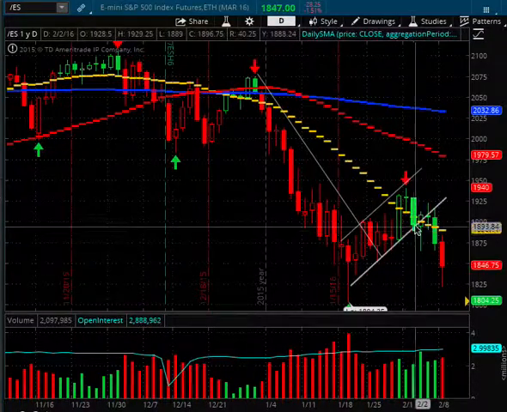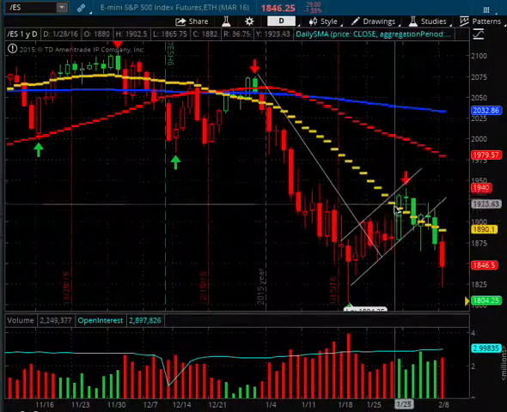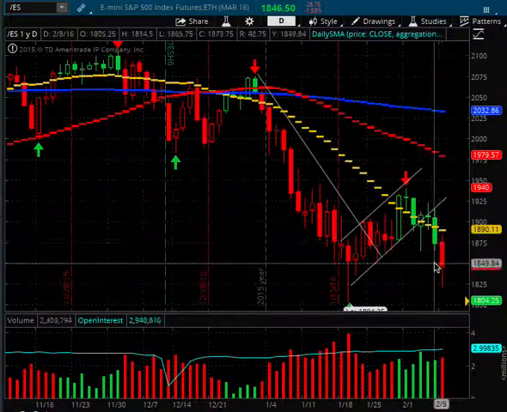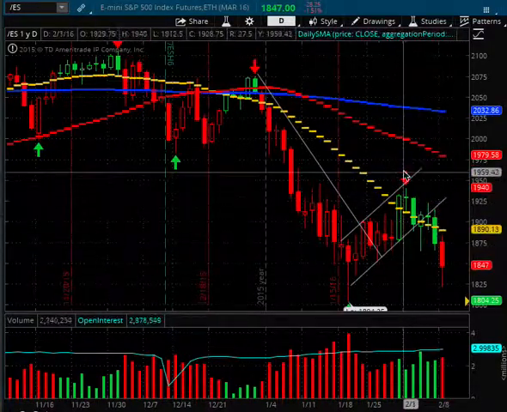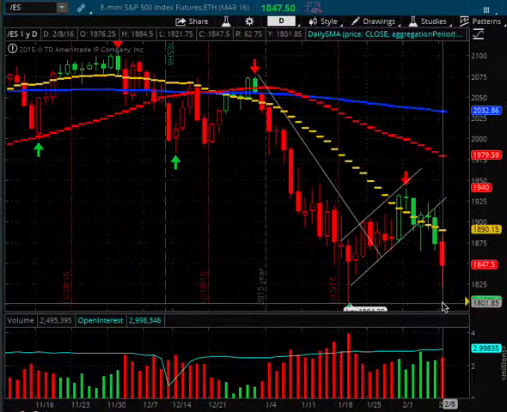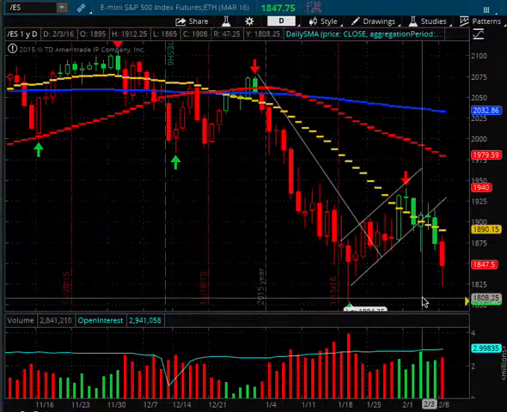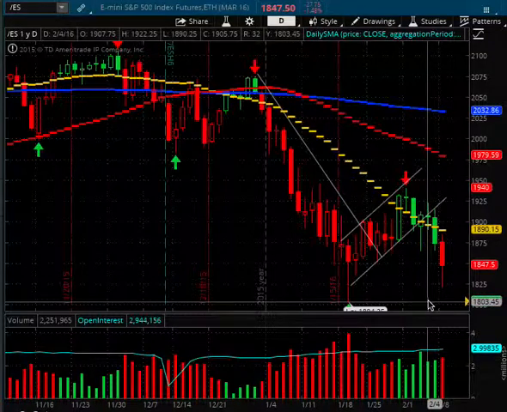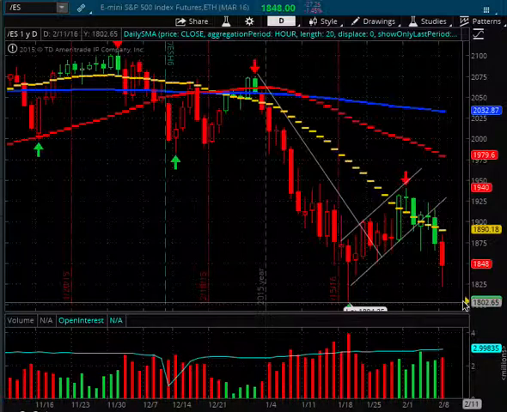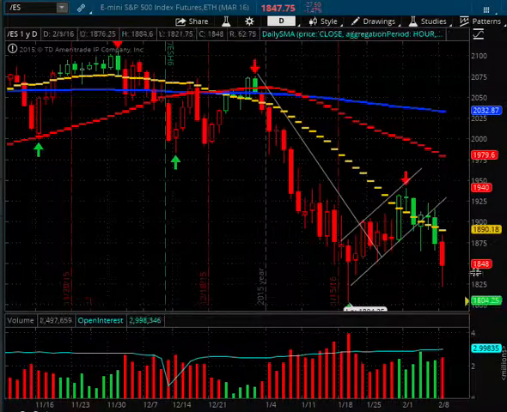What are we looking at? All right, well, we broke this channel on the S&P 500, and it looks like if we form a red candle today with this red arrow, we can go lower. If you're looking to buy stock, you probably want to buy it right around this level here, around the 1800 level on the S&P 500.